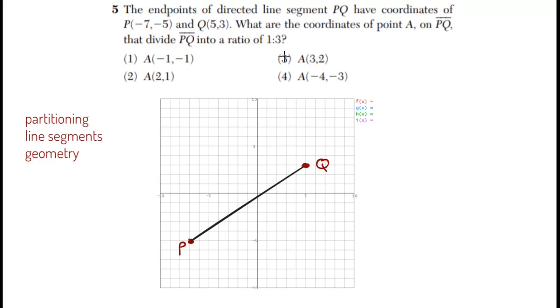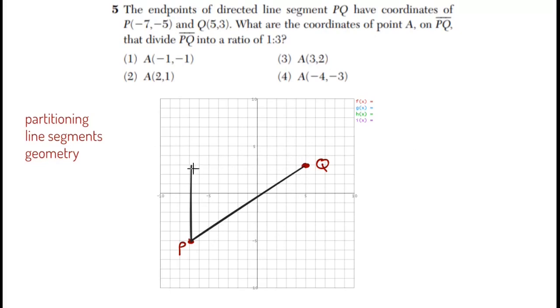Now, when I first saw a problem like this back in the day, I was like, what in the world is this? This is called partitioning line segments in geometry. That's what this whole topic is about. So here's the best way that we can go about solving this. I want you to break up the distance between our two coordinate points into the vertical distance and the horizontal distance.